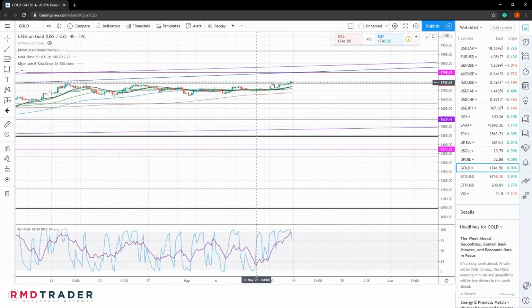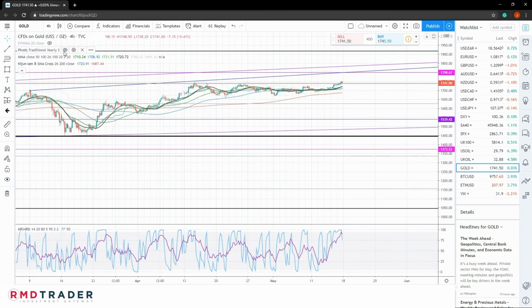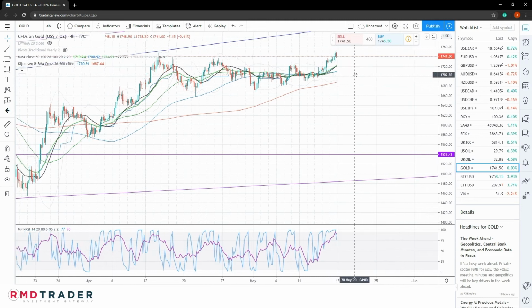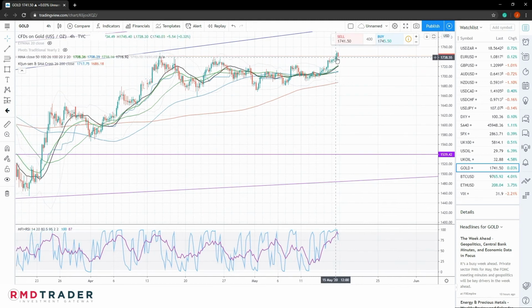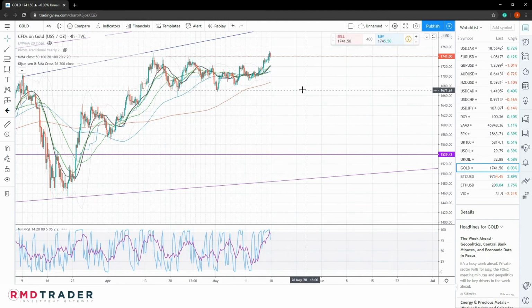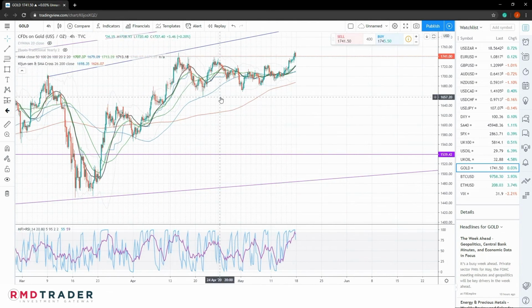Although on the 4-hour, I can see that we do have slight rejection, but that might just be a retest of this breakout, because on the 4-hour, I believe we have just seen a breakout of gold. So definitely potential move higher for gold this coming week.